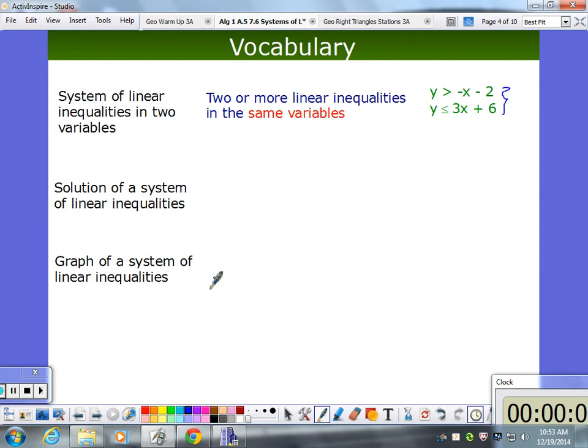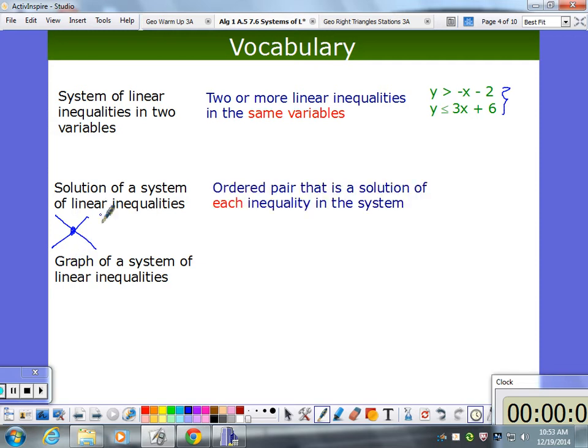The solution of a system of linear inequalities. Think about a solution to linear equations. What's the solution to a system of linear equations? An ordered pair, right? Remember how that works? You have one line, you have another line, that would be the solution. That's equations. Now I've got inequalities. It is still an ordered pair that is a solution of each inequality in the system. But think about what inequalities are. You can have more than one. So you will still see a point, but there may be other points that work.